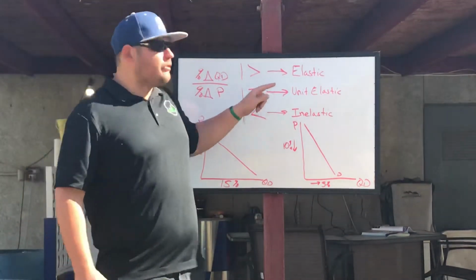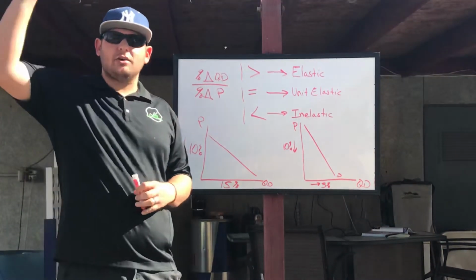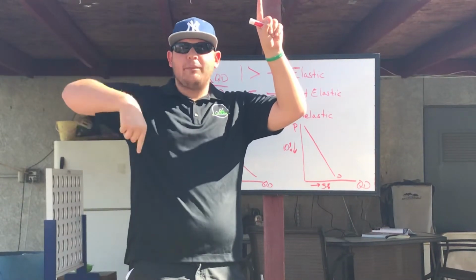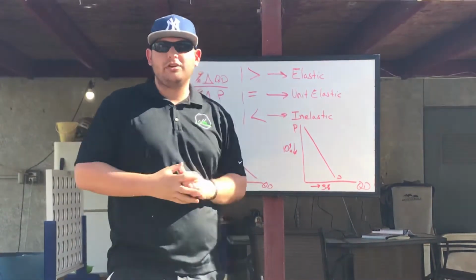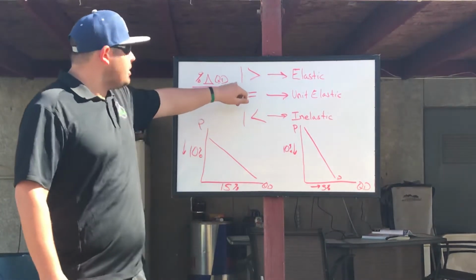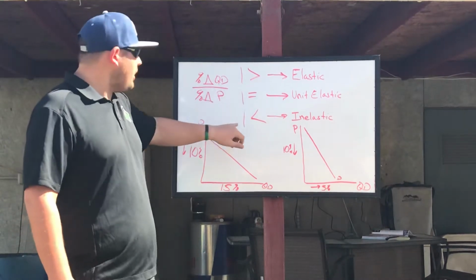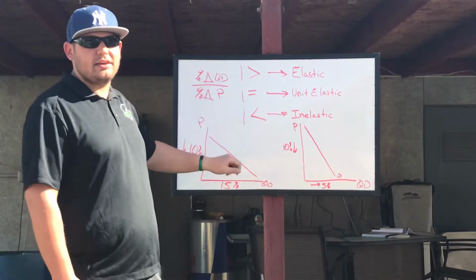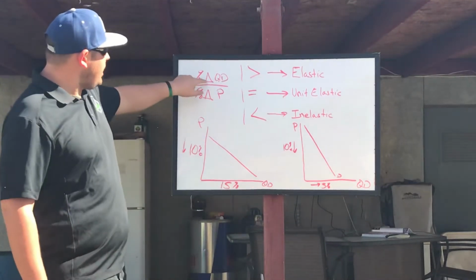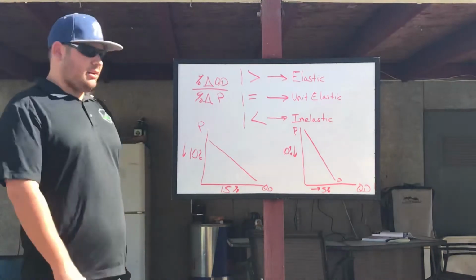Now, there's also unit elastic, which is a 1-to-1 ratio. So say a price goes up by 10%, that means quantity demanded is going to drop 10%. It's a 1-to-1 ratio. Now, for something to be elastic, it's going to have a ratio that is greater than 1. Unit elastic is equal to 1, and inelastic is less than 1. And you use this formula right here: percentage change in quantity demanded over percentage change in price. Let's take a look down here.